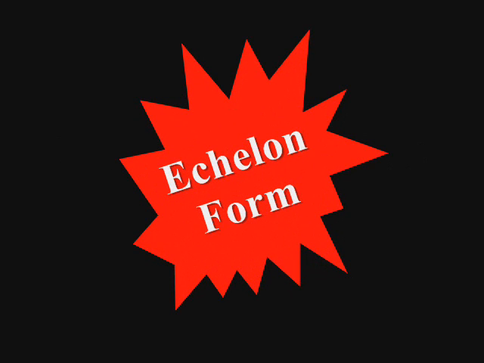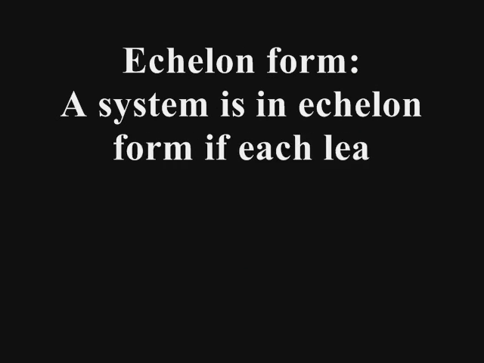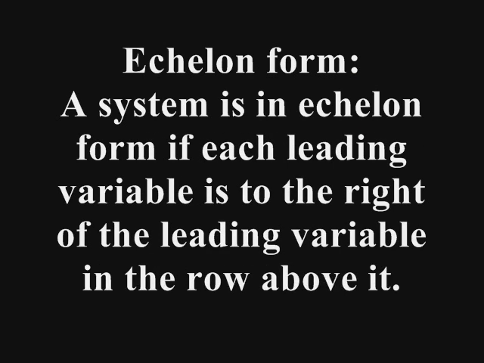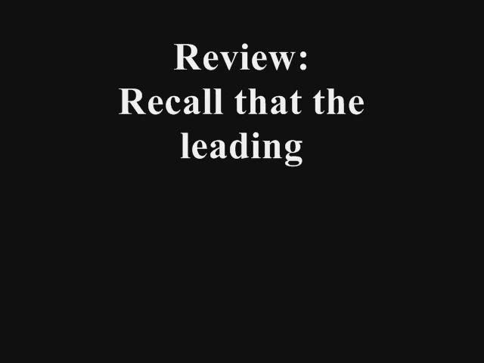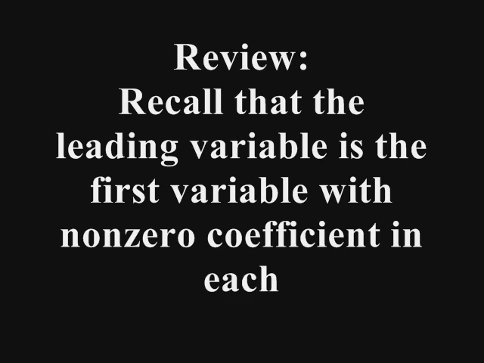We will first start by reviewing what it means for a system to be in echelon form. A system is in echelon form if each leading variable is to the right of the leading variable in the row above it. Recall that the leading variable is the first variable with a non-zero coefficient in each row of a system.